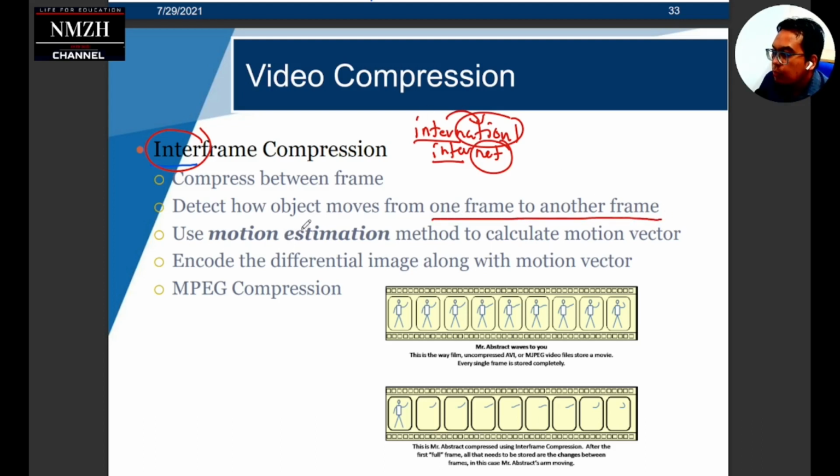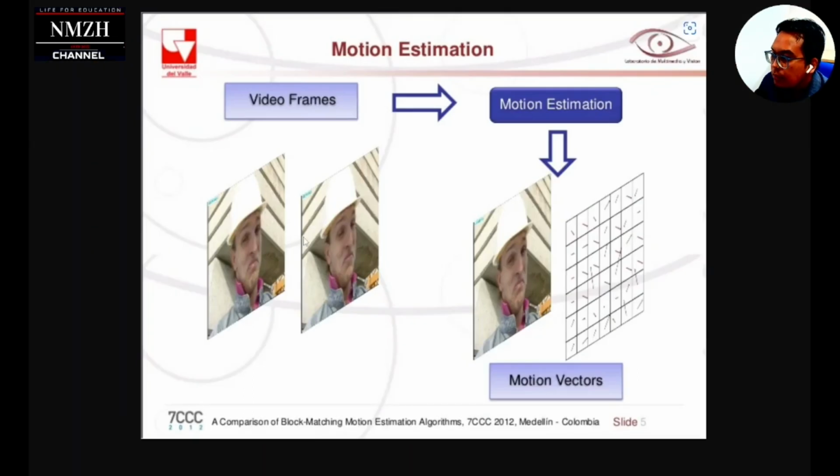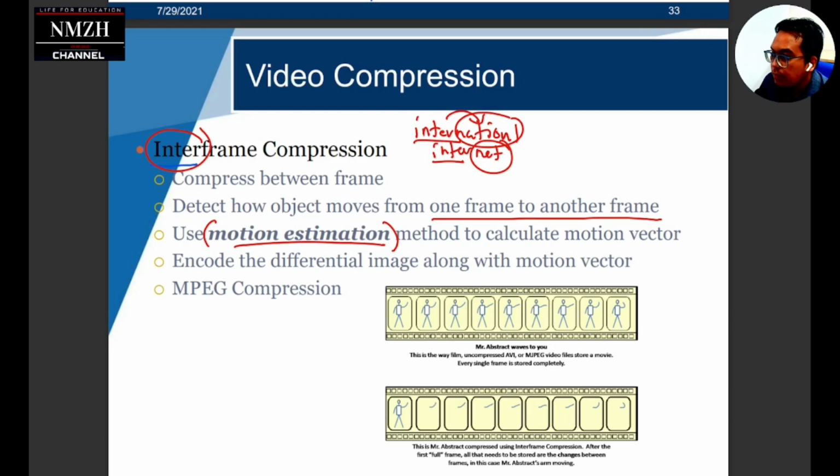Now, motion estimation. The usage of this method is to calculate the motion vector and encode the differential image along the motion vector. We did discuss this over here. The way the eyes move from open to closed is basically reducing the difference in vector, as a motion estimation. So encode the differential image along the motion vector. Yes, this is the motion vector. MPEG will be the technology behind the scenes that compresses one frame to another frame as a video.